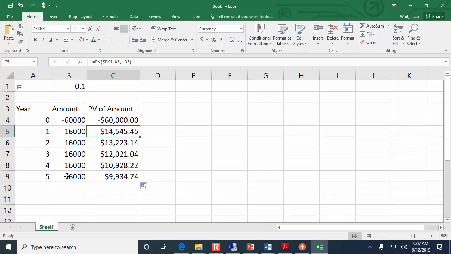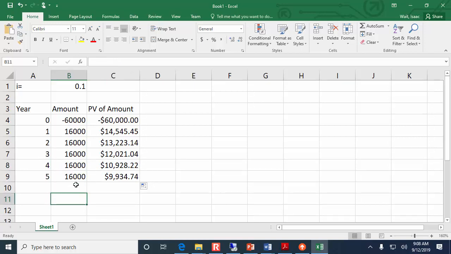So that's saying that 16,000 5 years from now, if you move it to year 0, that 16,000 is only worth, in today's dollars, 9,934. So that makes sense because it's discounting fewer number of years than the amount that's received in year 4.